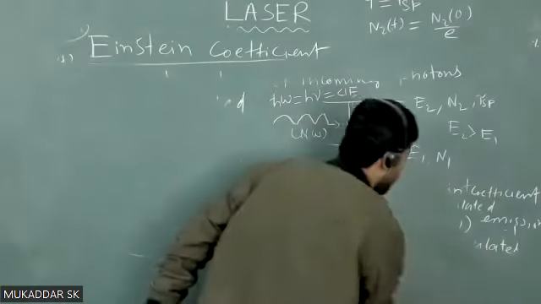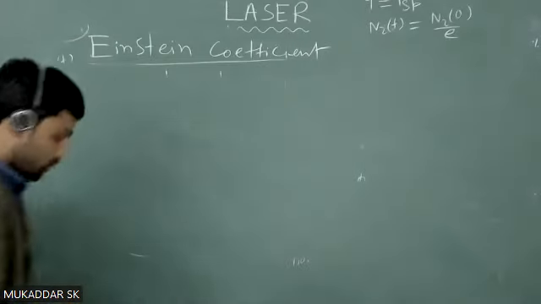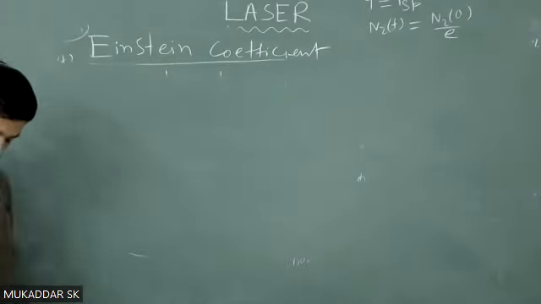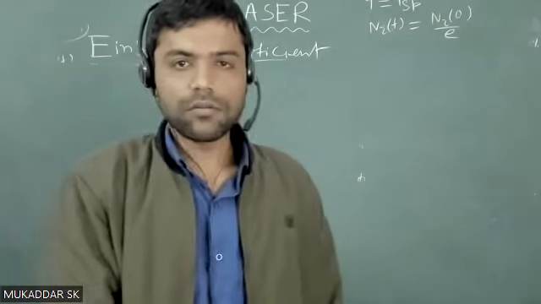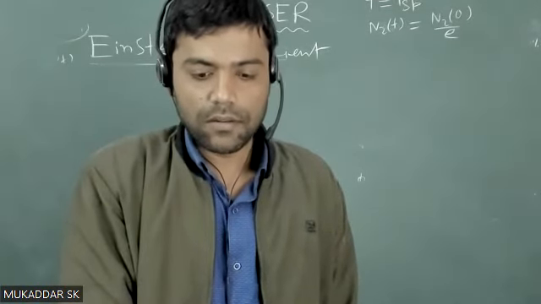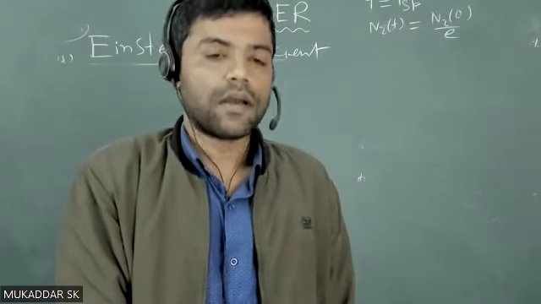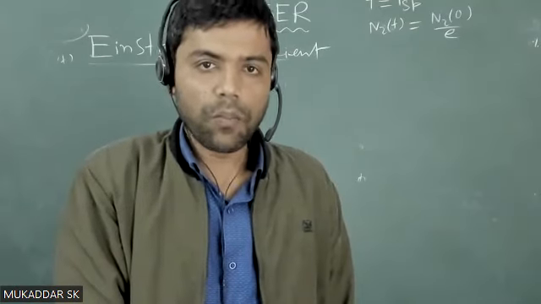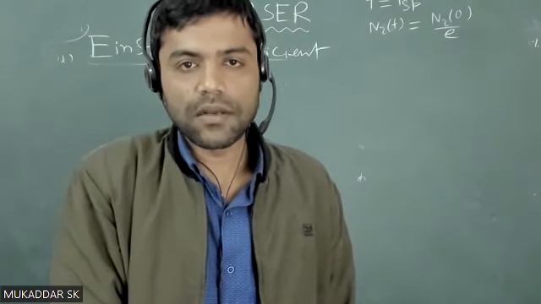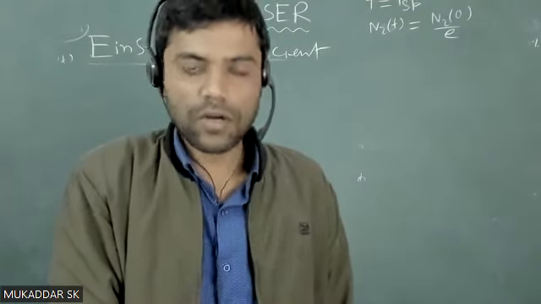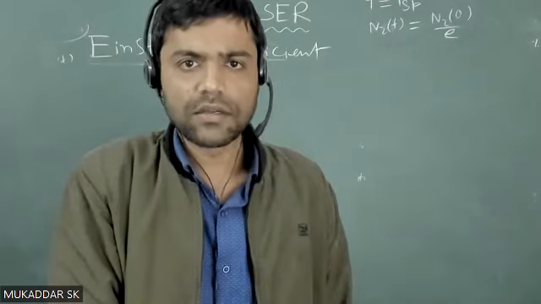Okay, now at thermal equilibrium, what will happen? Rate of absorption is equal to emission. So at thermal equilibrium, the rate of upward transition should be equal to the rate of downward transition. Equilibrium means there is no change in the population of each level. Upward transition happens because of stimulated absorption. Downward transition happens because of spontaneous emission as well as stimulated emission.